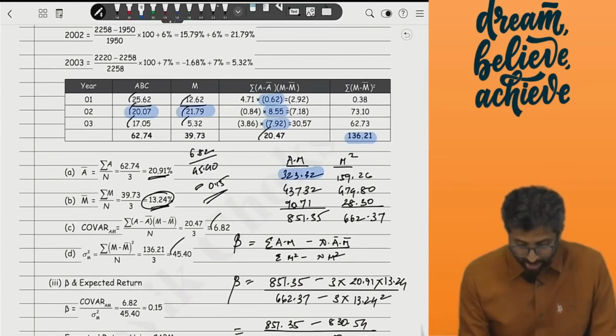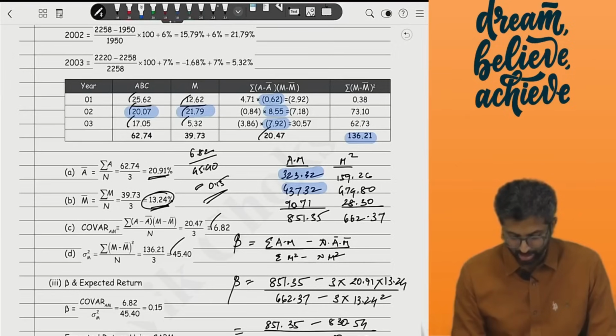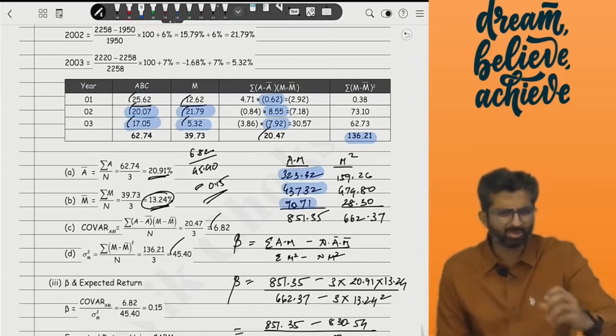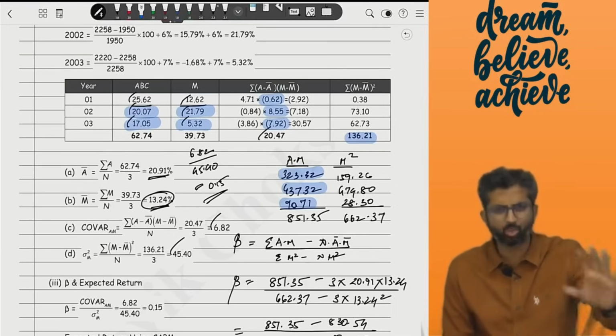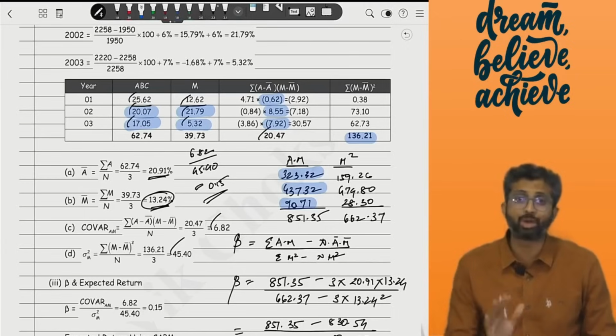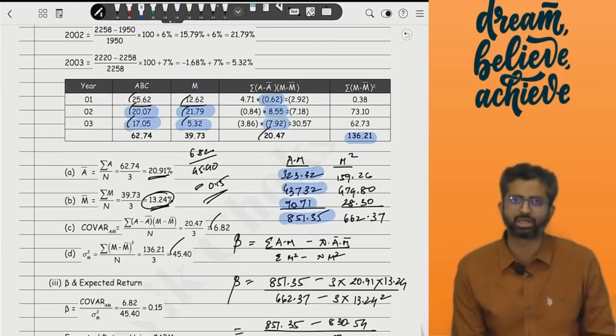Then 20.27 into 21.79, that is 437, and 17.05 into 5.32, this is 90.71. So here there is no question of x minus x bar or anything. You will directly take whatever is the return of A into the return of the market and find A into M summation. That comes to 851.35.